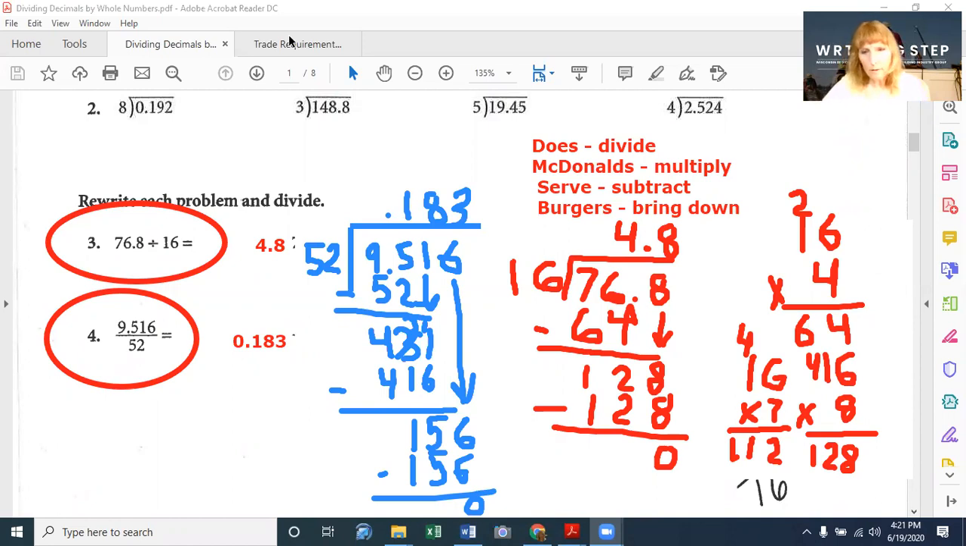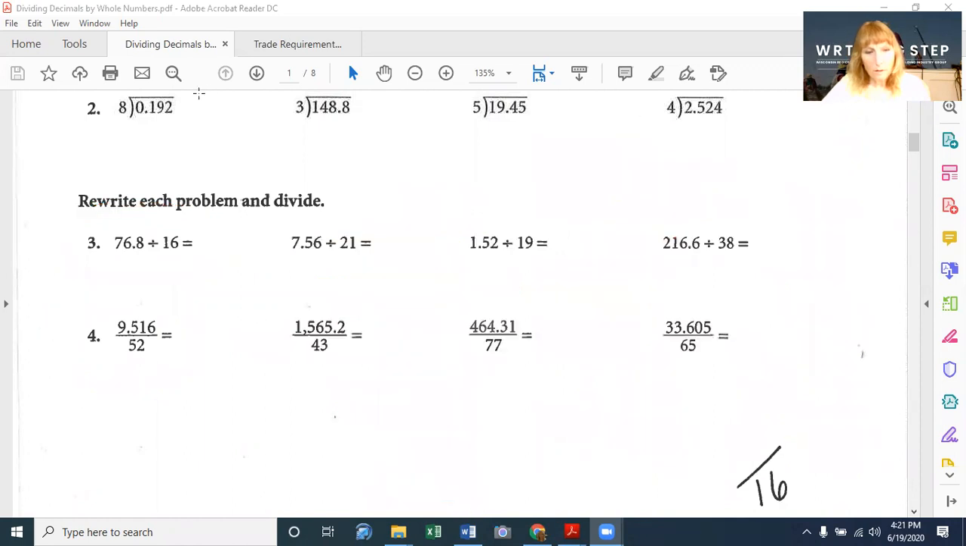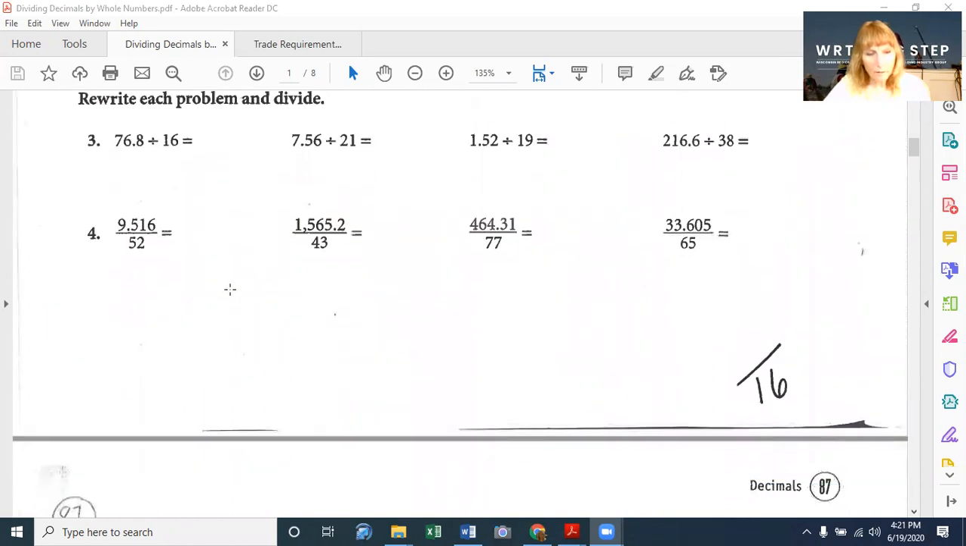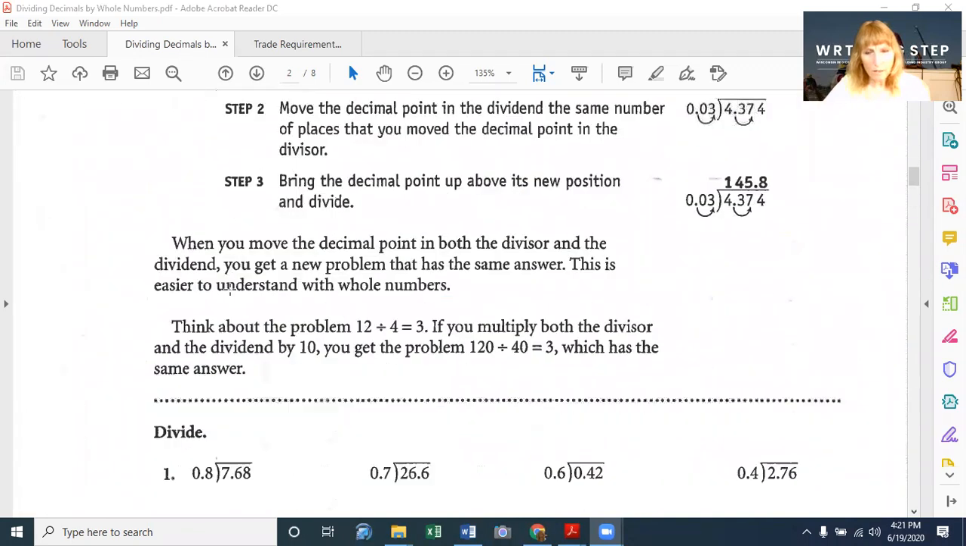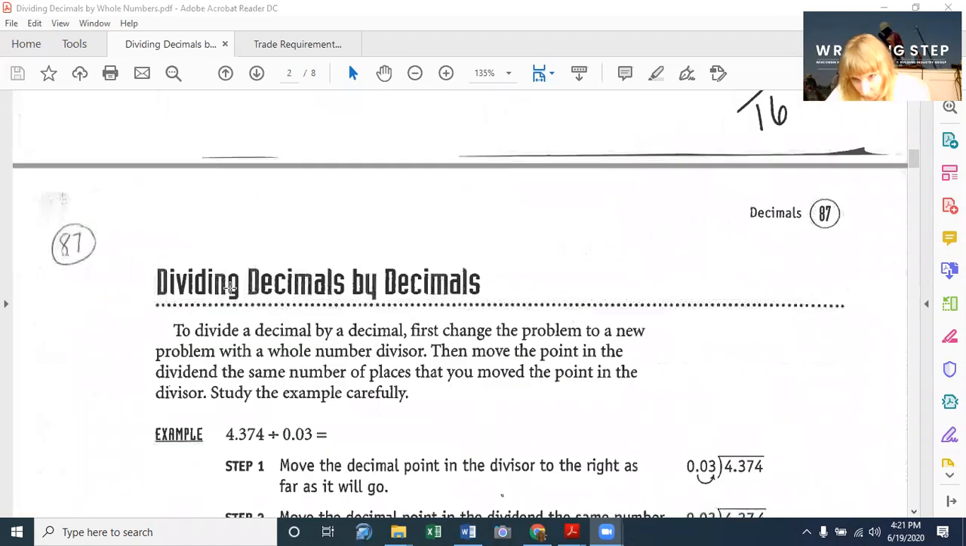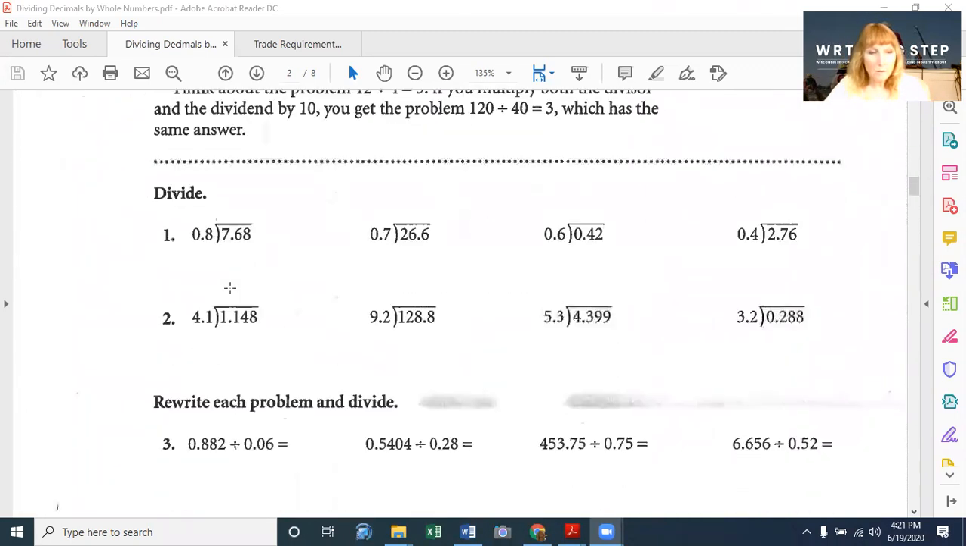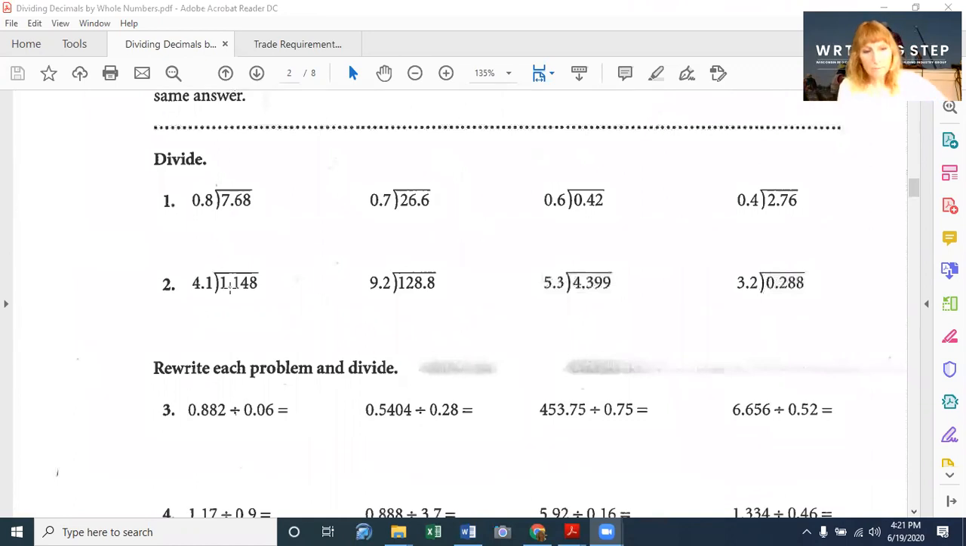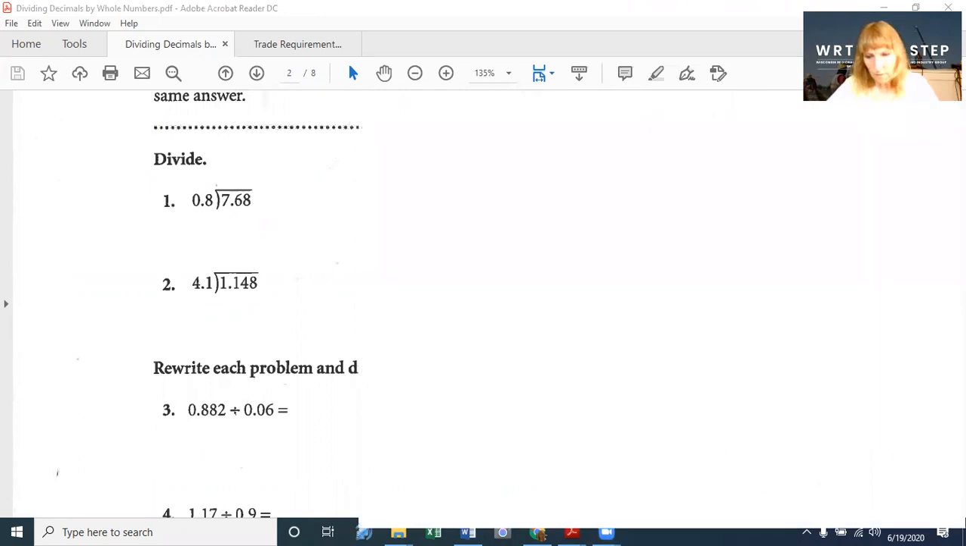So now let's clear. And let's move on to dividing decimals by decimals. So this is page, let's go back up, 87. You want to turn over to page 87. Try a couple of these problems. So I'm going to cover up, get some white space for us here. And let's take a look at the first problem here.